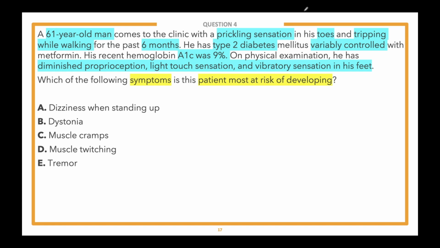Answer choice E, and once again, we're going to start at the bottom and work our way up to the top. Answer choice E, tremor. D, muscle twitching. C, muscle cramps. B, dystonia. And A, dizziness when standing up. So we're going to go ahead and open up that poll. Go ahead and select the symptom you think this patient is most at risk of developing, and we'll talk about it in just a few seconds.